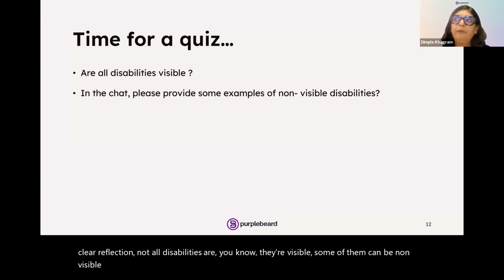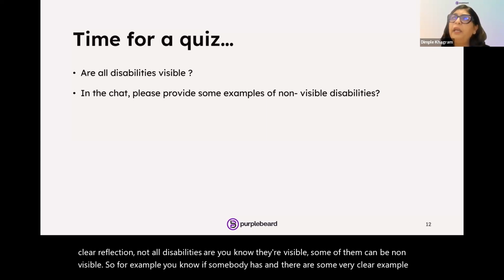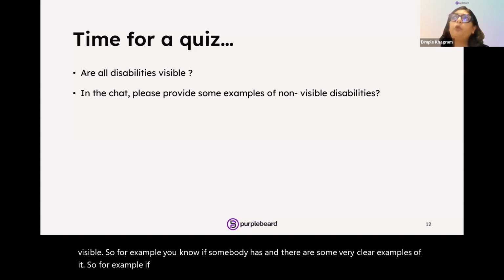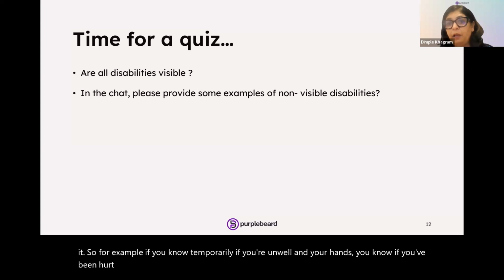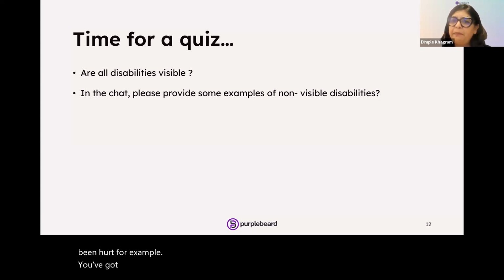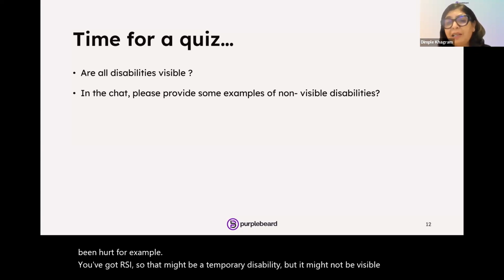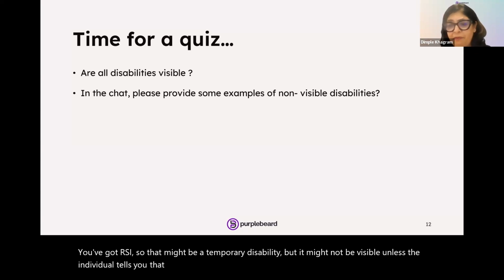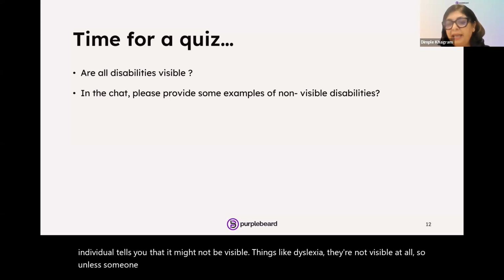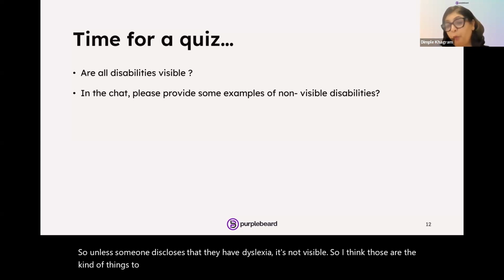There are some very clear examples of it. For example, temporarily, if you're unwell and your hands have been hurt, if you've got RSI, that might be a temporary disability, but it might not be visible unless the individual tells you. Things like dyslexia are not visible at all. So unless someone discloses that they have dyslexia, it's not visible. I think those are the kind of things to be mindful and aware of.